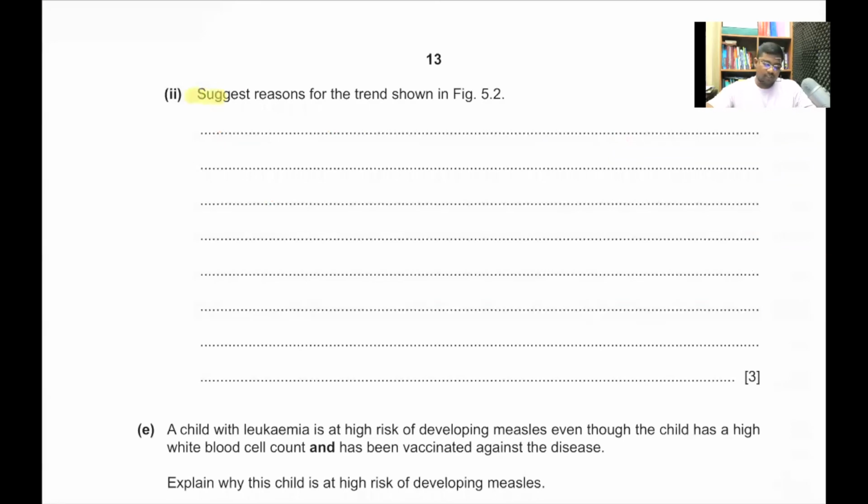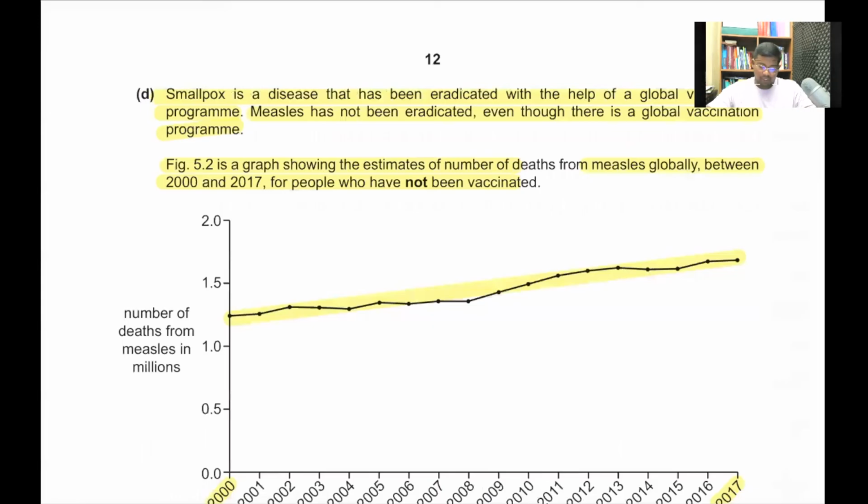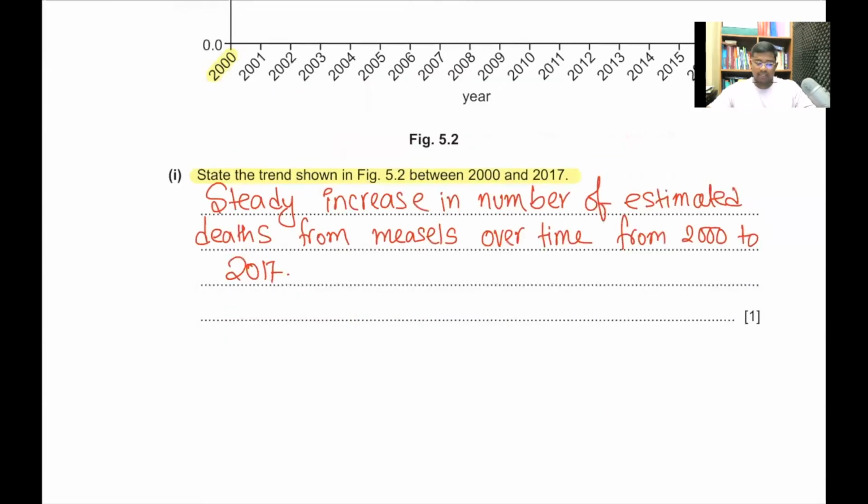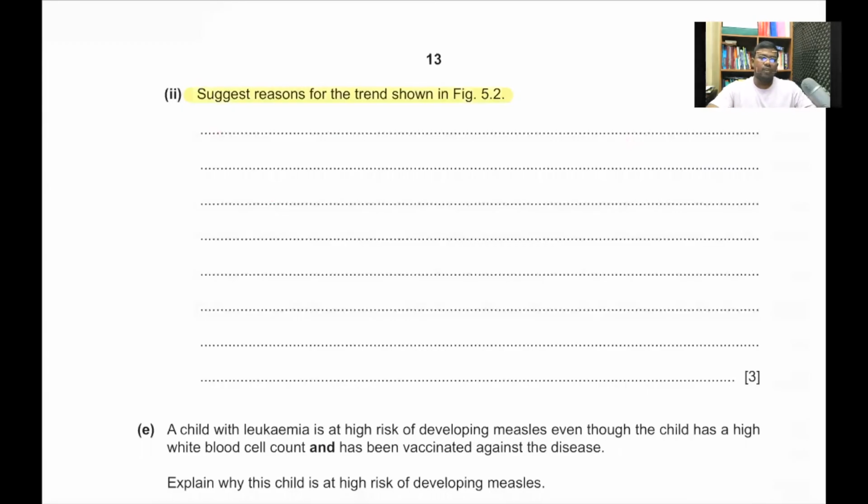Part 2. Suggest reasons for the trend shown in figure 5.2. By the way, the trend shown was a steady increase in the estimated number of deaths from measles from 2000 to 2017. Basically, it can be because as the global population has increased, the number of unvaccinated people has increased as well.